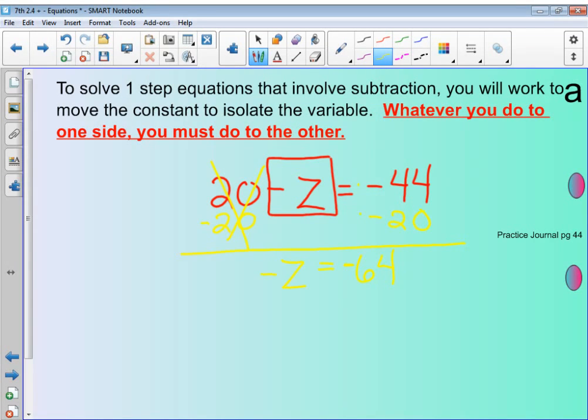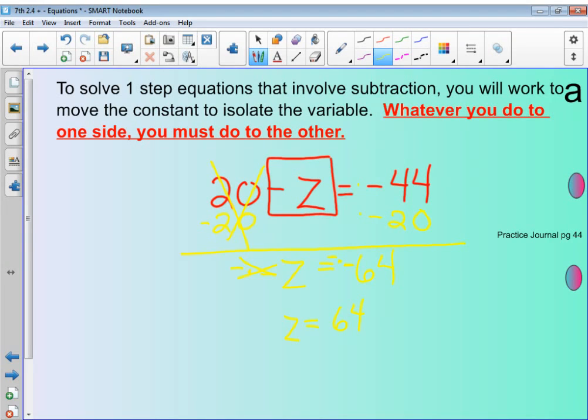Now to get rid of the negative on the Z, I'm going to have to go times a negative, which will cancel out, right? So then I'm going to have to do times a negative again. Oh, two negatives make this Z equals positive 64.